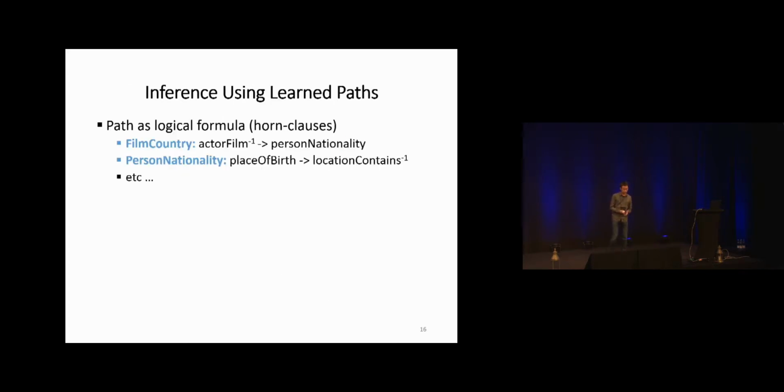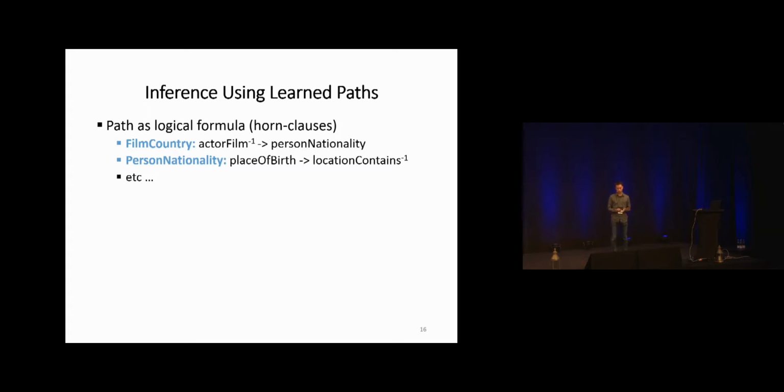After we learn these paths, we use them as Horn clauses to do reasoning. These are some examples of our logical formulas. For the first example, the reasoning relation is film country, which means we want to find out the country of this film. There's a reasoning path which tells us that if we first find an actor in the film and then find the nationality of this actor, we can use this nationality to predict the country of this film.